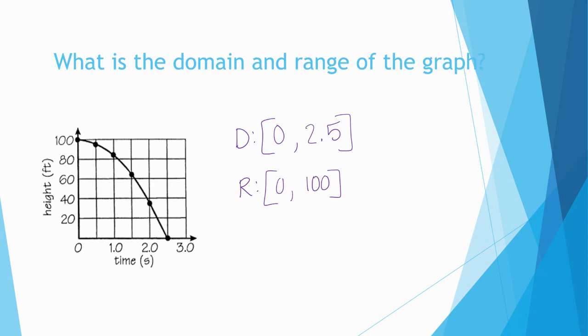I don't know. But either way, 100 is the top of that range, and 0 is the bottom of that range when it hits the ground. And the domain of this is time, and it takes 2.5 seconds. So we're starting our time at 0 always, and we're going to 2.5 seconds, and that's when something hits the ground.